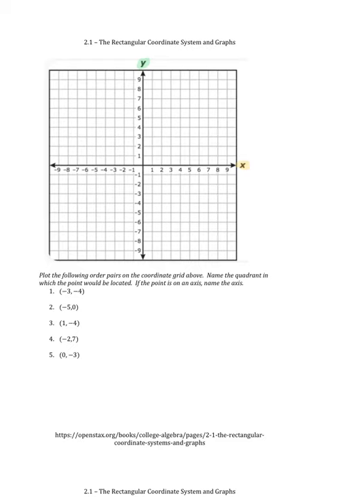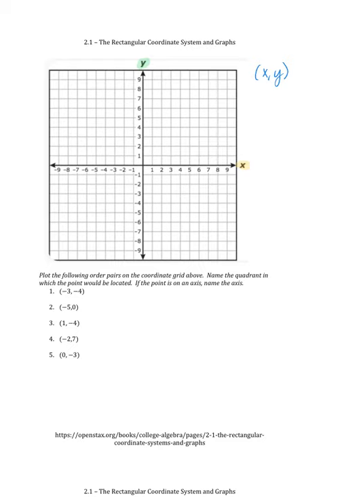So -3, -4. I'm going to do that one in blue. Keep in mind when you're plotting points that an ordered pair is x comma y. So the x value always comes first in the ordered pair and the y value comes second. Since the x value comes first, that tells you how far left or right you move, and the y value tells you how far up and down you move.